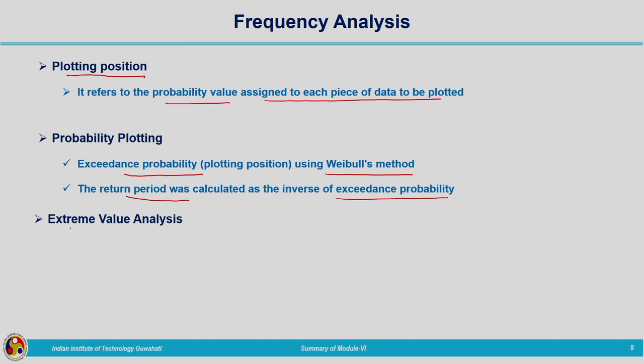After that, we moved on to extreme value analysis. We carried out extreme value analysis by making use of Gumbel distribution. Three different types of probability distributions we have seen: extreme value type 1, type 2 and type 3. We looked into the extreme value type 1 distribution in detail, that is Gumbel's distribution. This is mainly used for analysis related to maximum values, that is, when the rainfall is very high, it will lead to flooding, so it is related to the maximum value.